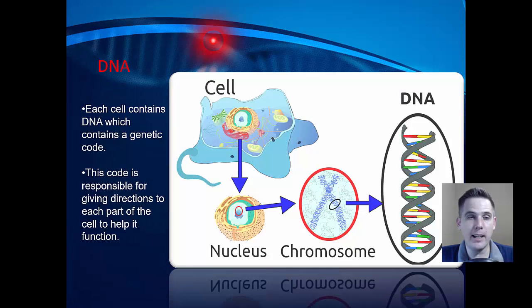DNA. DNA is important because it contains the genetic code that every single cell in your body needs to not only survive, but to fulfill its purpose in your body. This code is responsible for giving directions to each part of the cell. And where you'll find that code is in the nucleus.